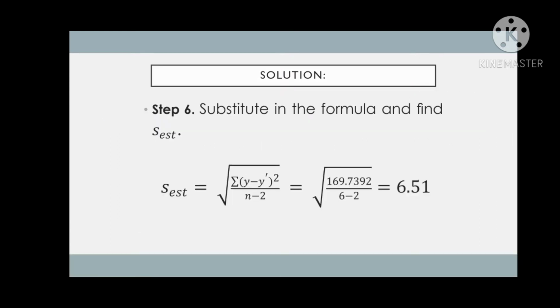Step 6. Substitute in the formula and find S sub EST or standard error of the estimate. Substitute the summation of y minus y prime square in the formula. We have now the square root of 169.7392 all over 6 minus 2 equals 6.51. Our standard error of the estimate in the given example is 6.51.